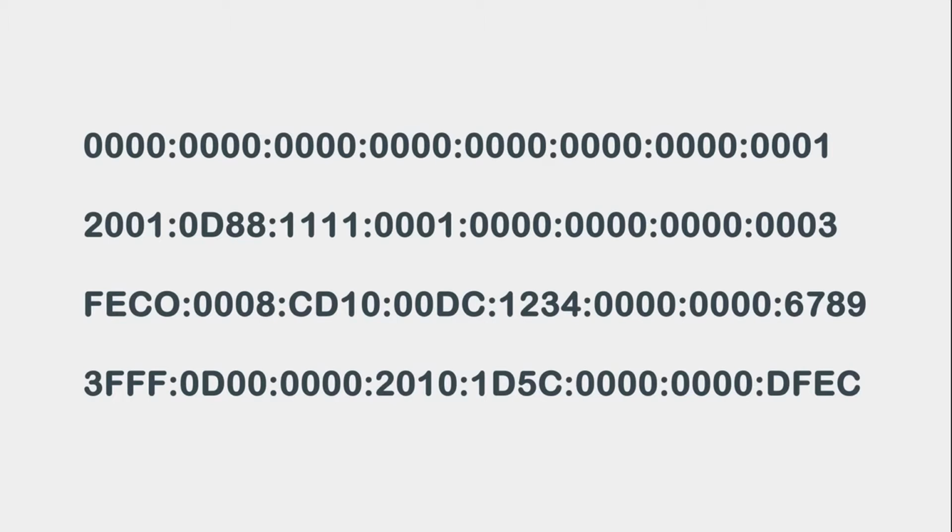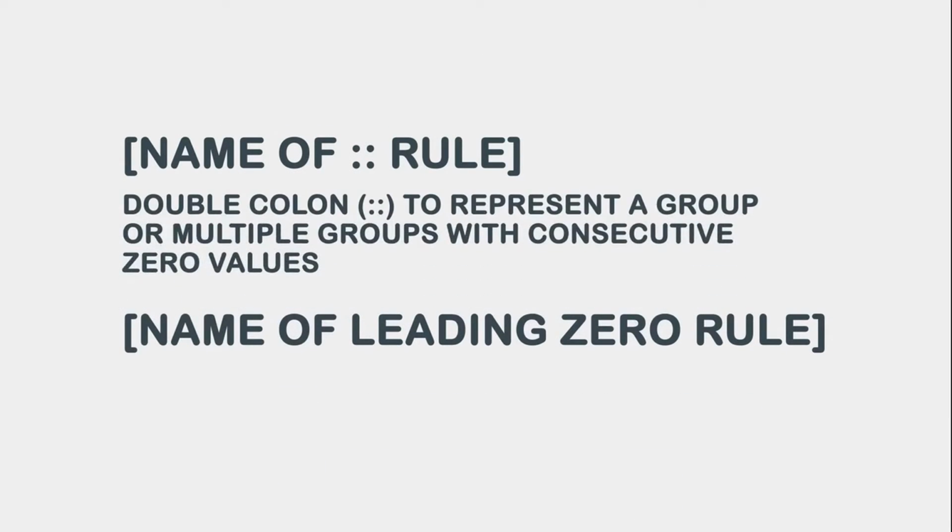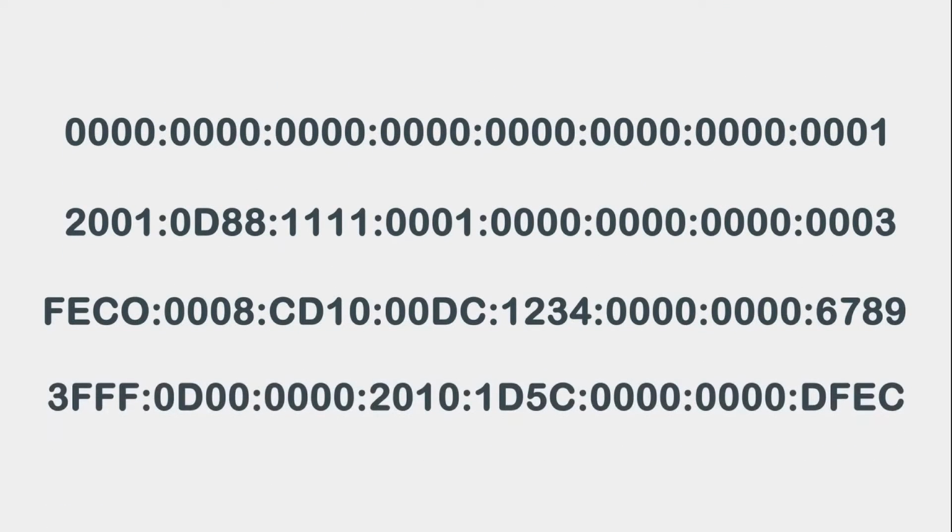Because IPv6 addresses are so long, the IPv6 standard provides a few simple rules for simplifying their notation. 2 of these rules are discussed here: the double colon rule and the leading 0 rule. The first rule uses a double colon to represent multiple groups with consecutive 0 values in an IPv6 address. It bears repeating that this rule only applies to groups that consist entirely of zeros.